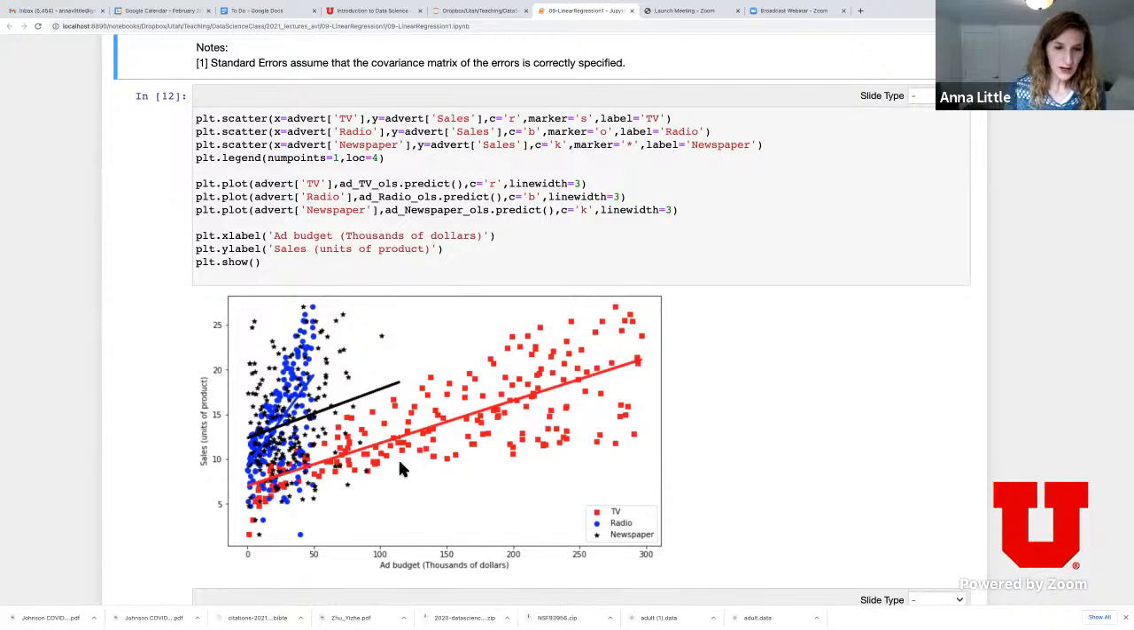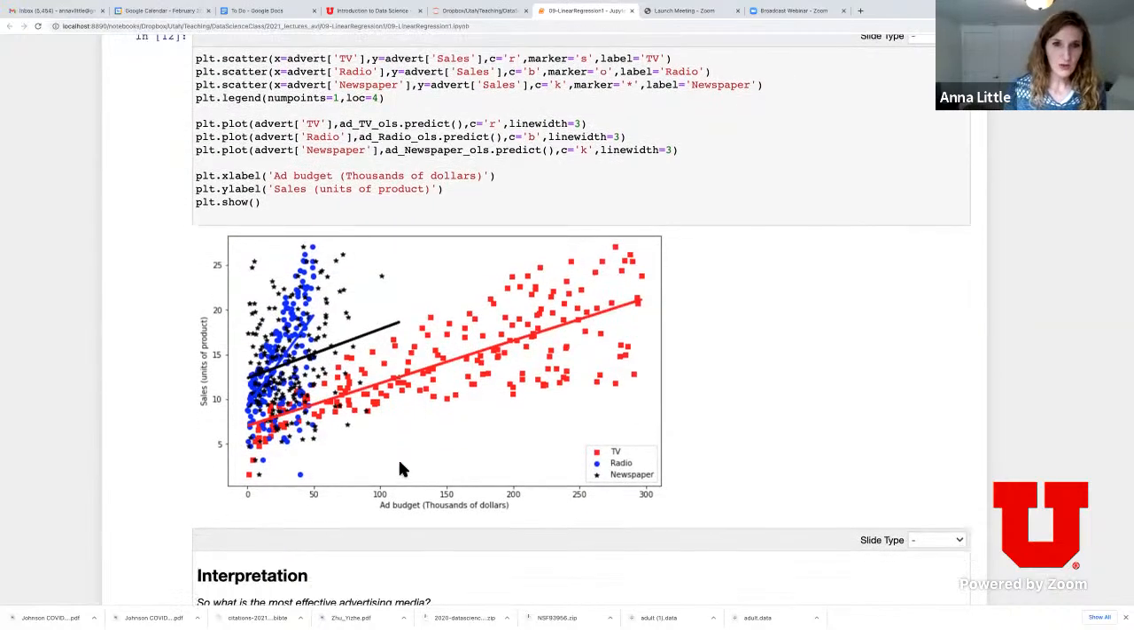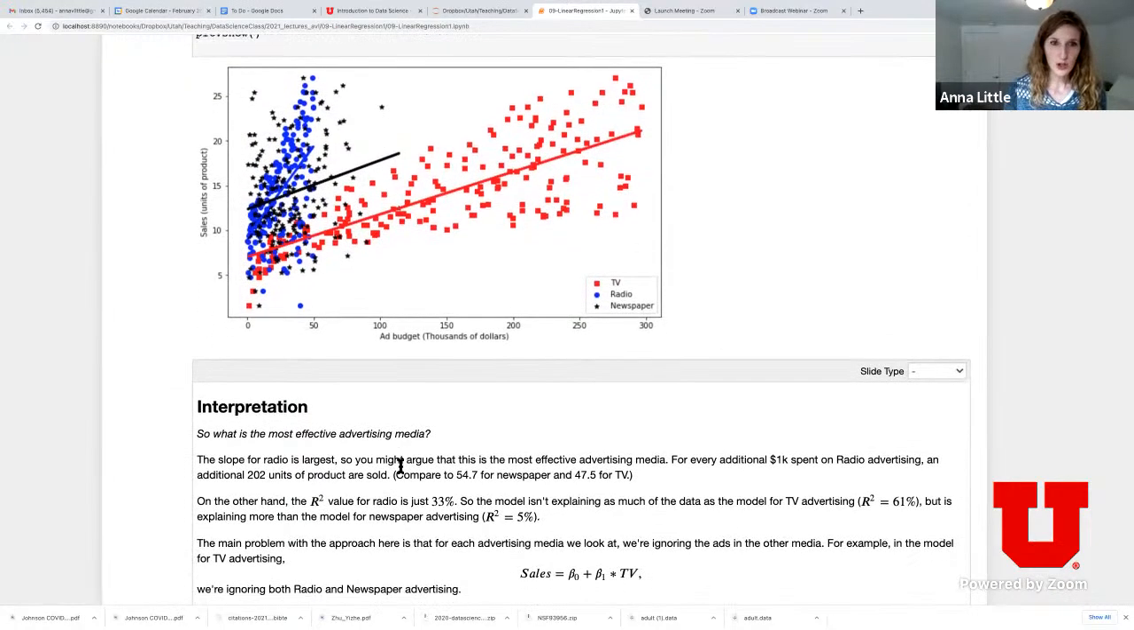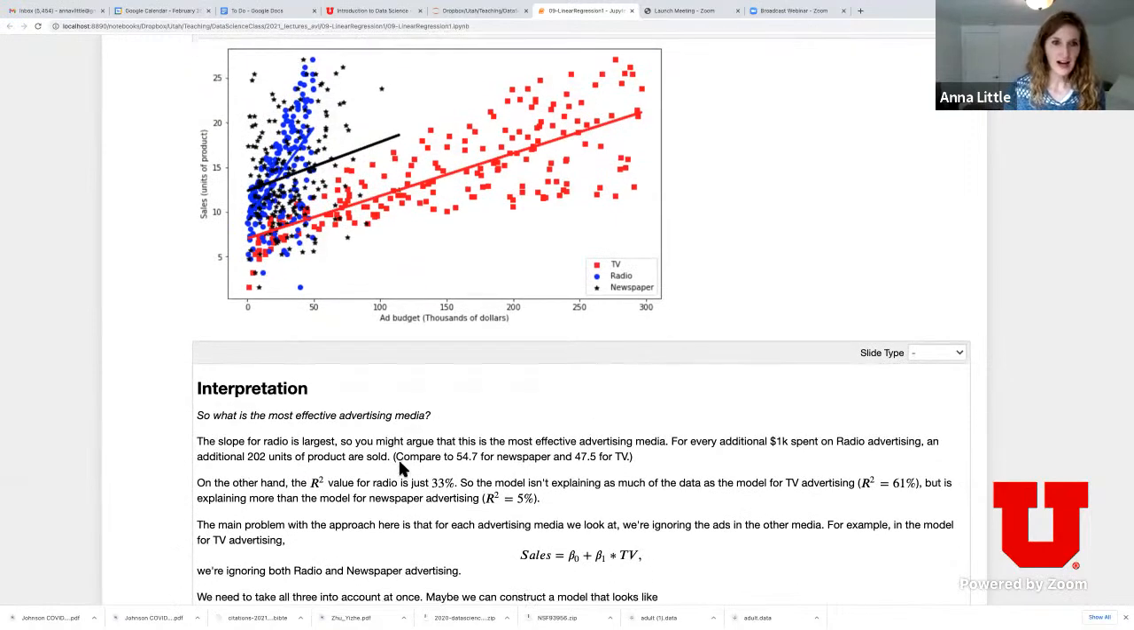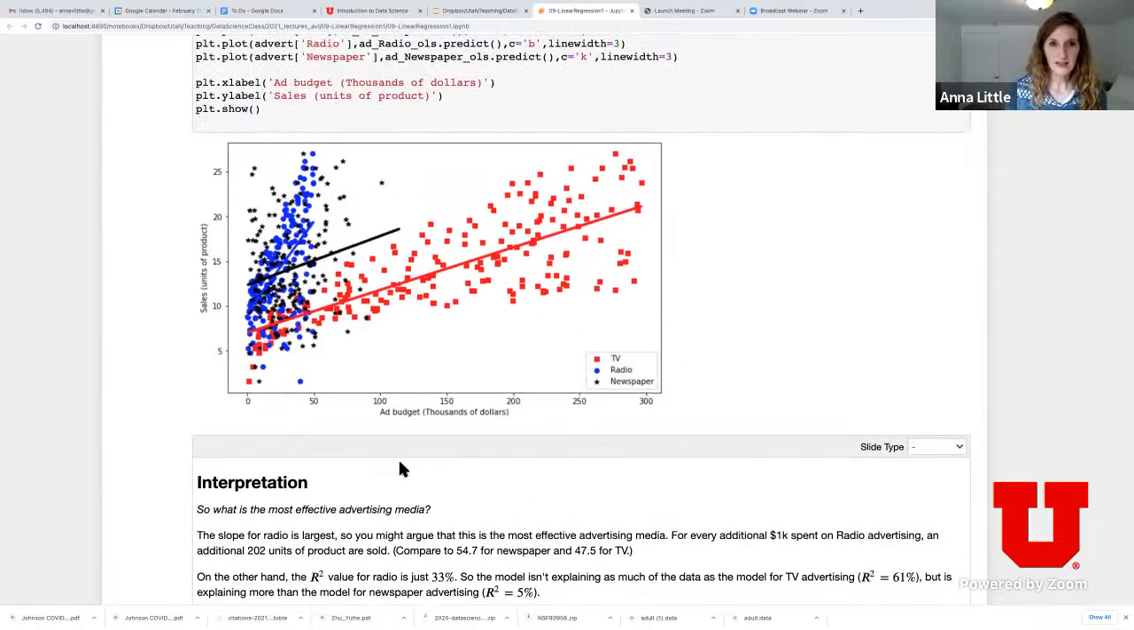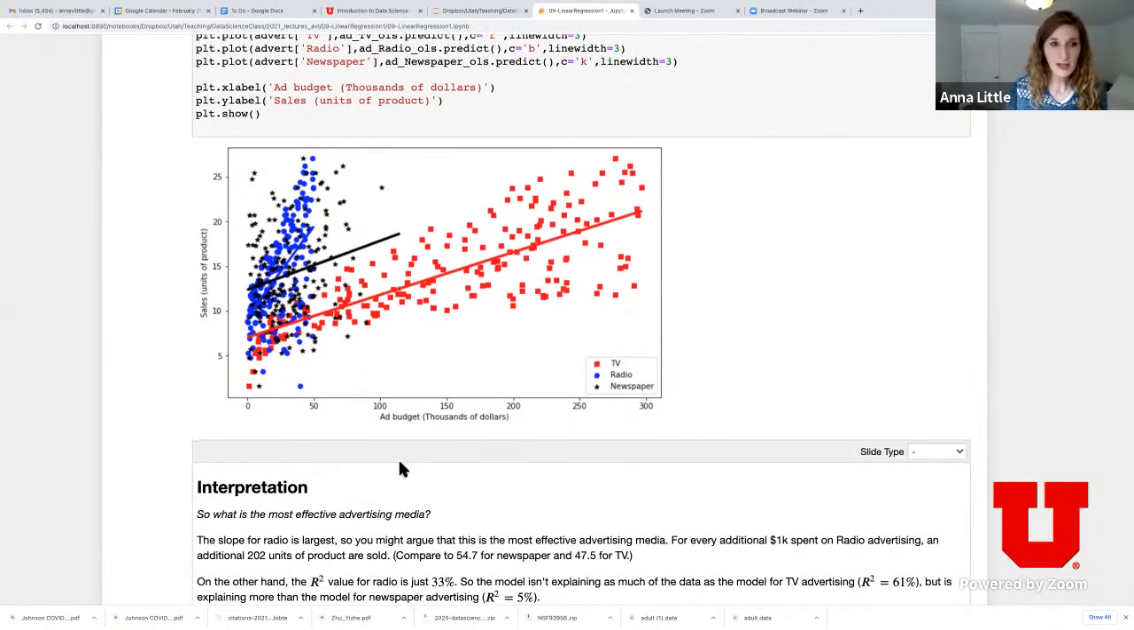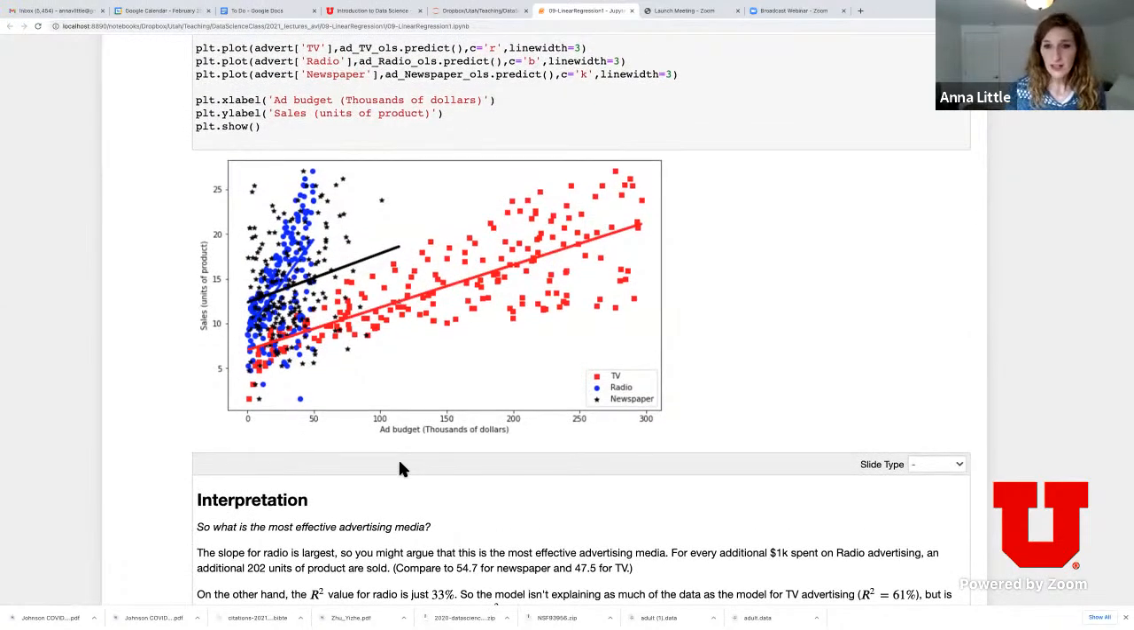Okay, so what conclusions should we draw here? The most effective advertising media? Well, does anybody have any comments? If you were going to spend more money, would you pick TV, radio, or newspaper, and why? Maybe someone wants to answer without reading the answer further down.